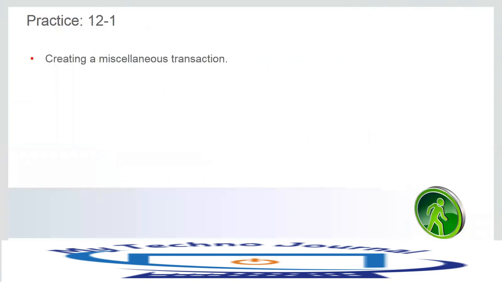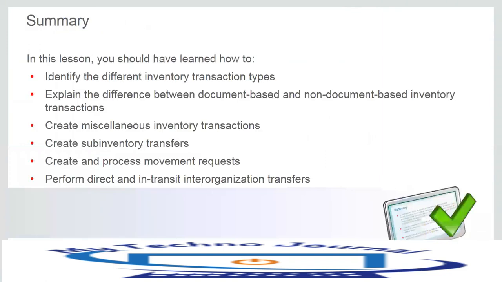So we have just seen the demonstration on how to create interorganization transfer. There is a practice session on how to create a miscellaneous transaction, how to create and process a movement request. Coming to the summary, in this lesson we have learned how to identify the different inventory transaction types. We have explained the difference between the document-based and non-document-based inventory transactions. We have also seen, as part of the demonstration, how to create a miscellaneous transaction, how to create a sub-inventory transfer, how to create and process a movement request, and we also have discussed the direct and indirect, in-transit interorganization transfer.